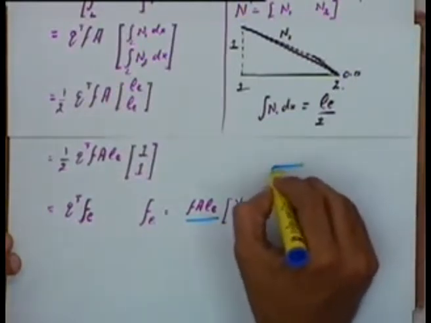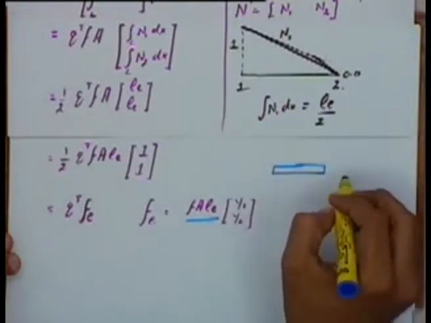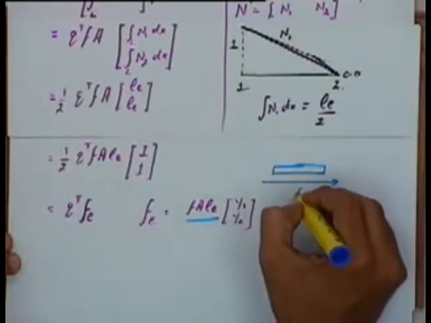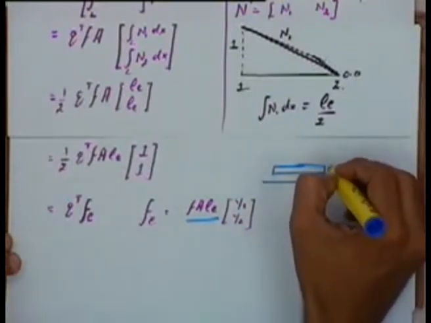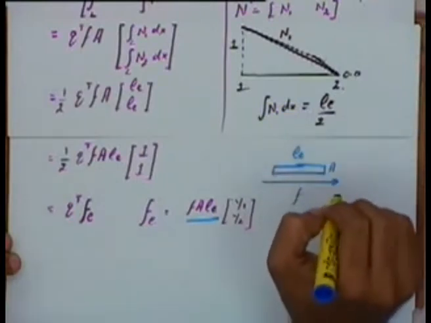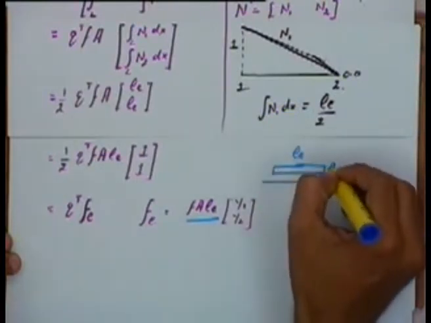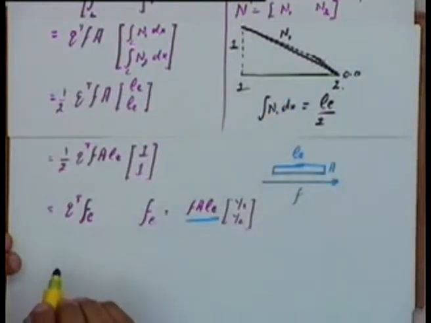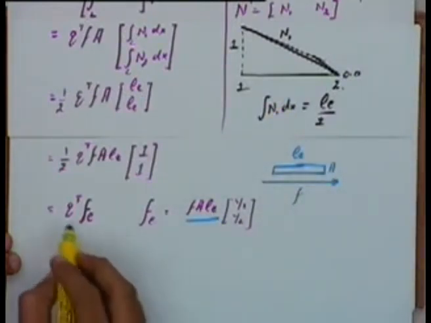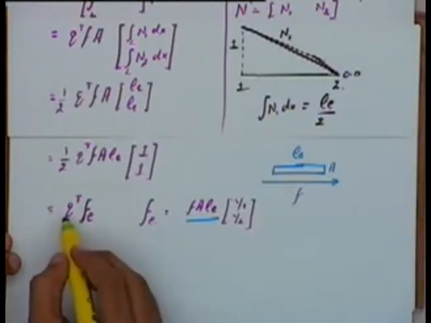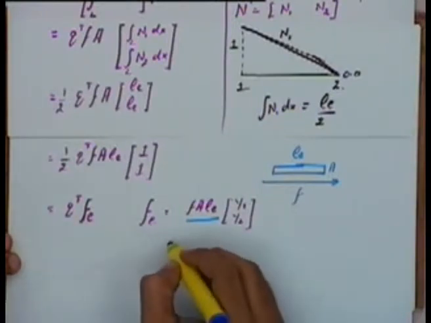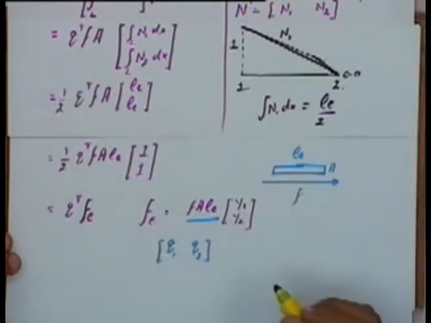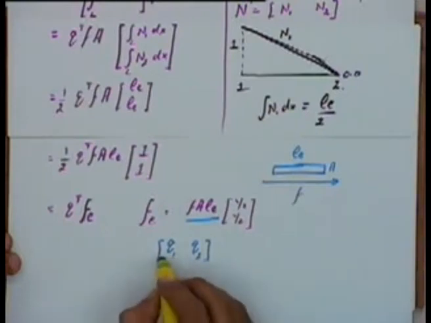So if I have an element like this that has some body force acting in this direction given by F, its area of cross section is A and length is Le. So the volume of this element is A multiplied by Le. The total force will be F into A into Le. And this Fe I am multiplying by Q transpose. Q transpose is nothing but Q1 Q2.